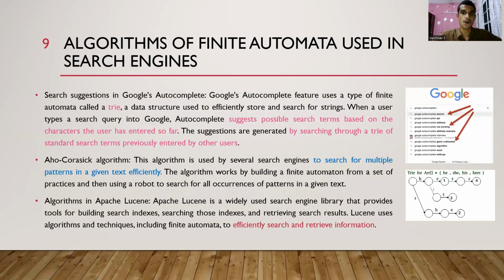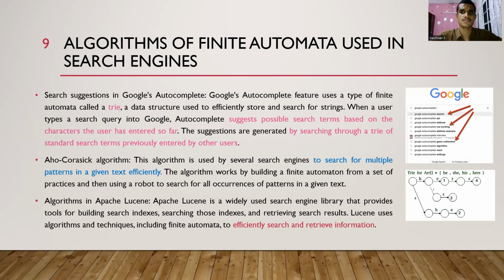Search engines use complex algorithms to retrieve relevant results for a user's query. These include Google's autocomplete feature for search suggestions, the Aho-Corasick algorithm, and algorithms in Apache Lucene. Google's autocomplete feature suggests possible search terms based on the characters the user has entered so far. It uses a trie data structure, which is used to efficiently store and search for strings.